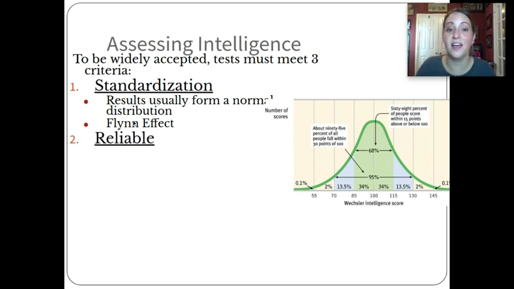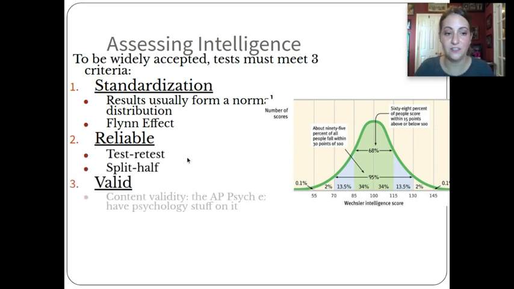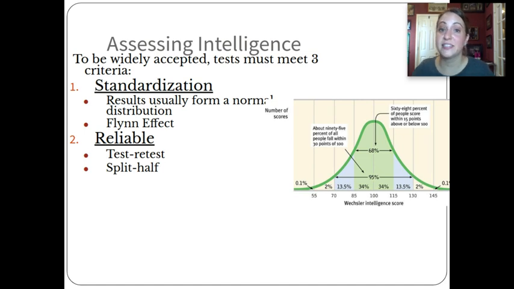All right. Another criteria that a test needs to have is it needs to be reliable. Meaning I can test it different ways and you're going to get the same score no matter how I test it.